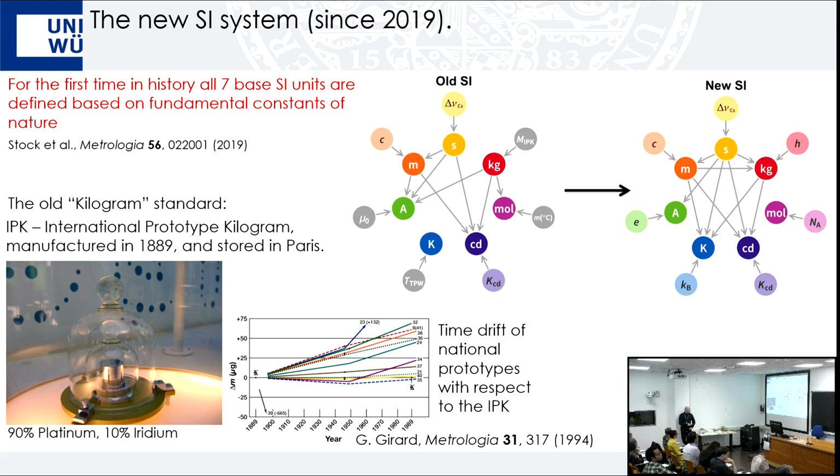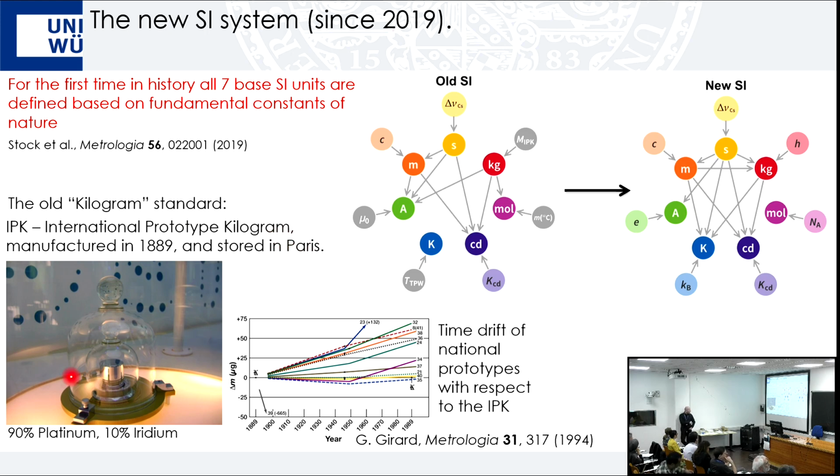And by far the biggest change pertains to the kilogram, which previously was defined based on an actual physical artifact. It's called a prototype kilogram. It's a chunk of platinum iridium alloy. It was manufactured more than 100 years ago and was stored in a basement in Paris ever since.